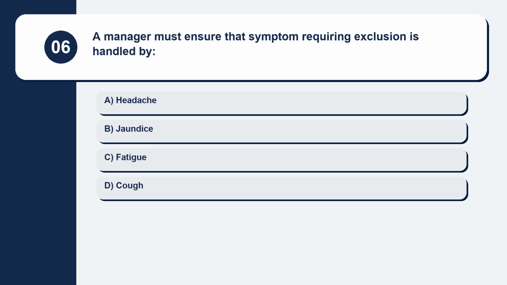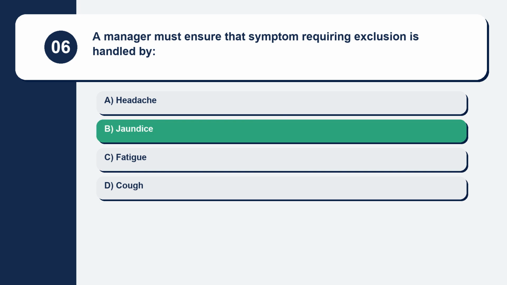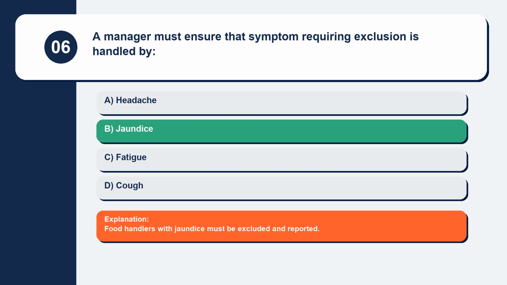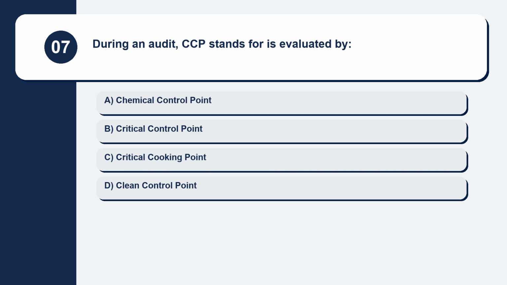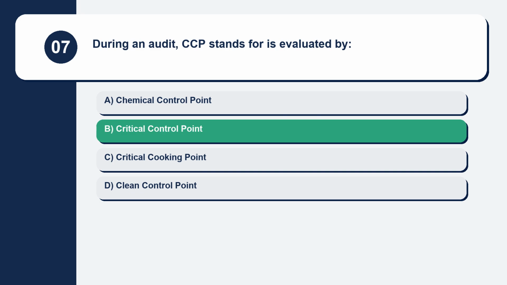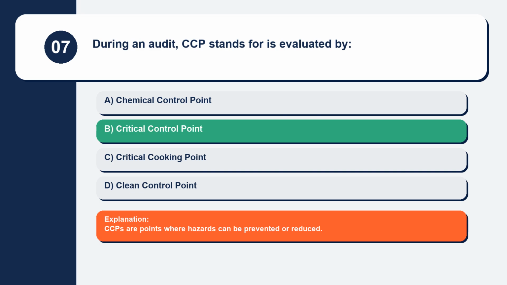Question 6. A manager must ensure that symptom requiring exclusion is handled by headache, jaundice, fatigue, cough. Food handlers with jaundice must be excluded and reported. Question 7. During an audit, CCP stands for is evaluated by chemical control point, critical control point, critical cooking point, clean control point. CCPs are points where hazards can be prevented or reduced.